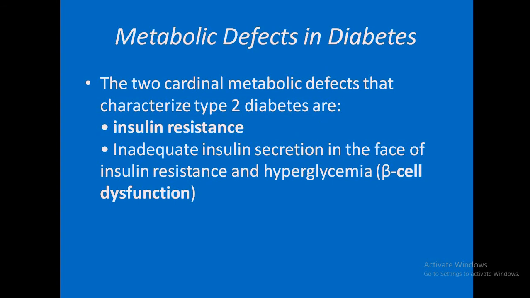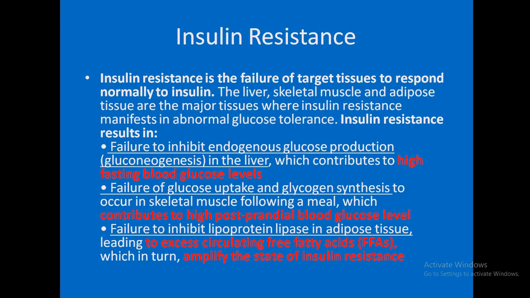What are the metabolic defects in diabetes? The two cardinal defects are: one is insulin resistance and the other is beta cell dysfunction. Beta cell dysfunction means inadequate insulin secretion in the face of insulin resistance and hyperglycemia. What is insulin resistance? Insulin resistance is the failure of target tissues to respond normally to insulin in relation to a given glycemic load.